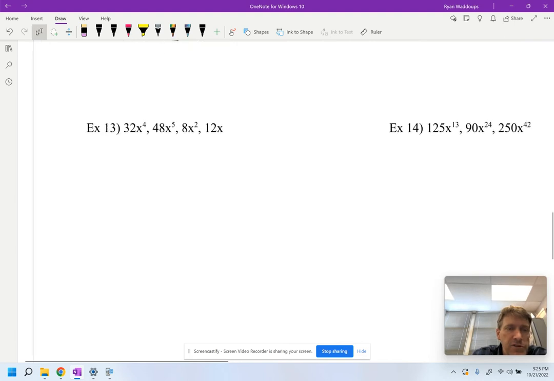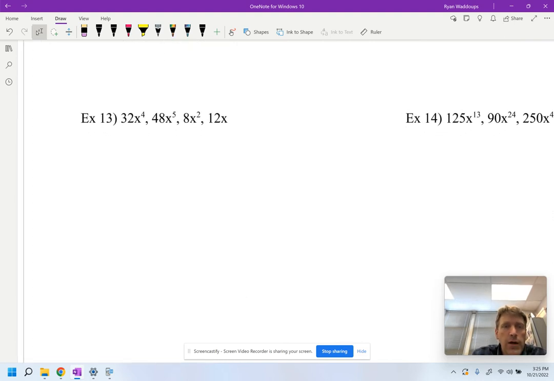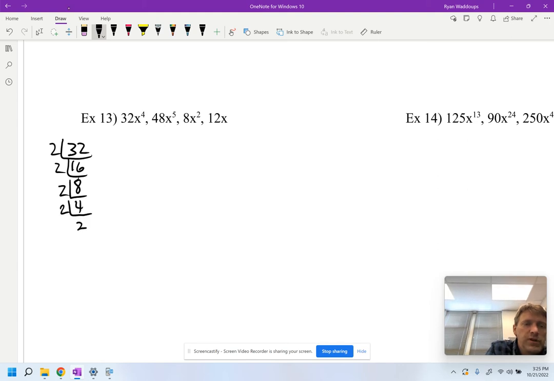All right, 13. 32 is 2 times 16, and 16 is 2 times 8. 8 is 2 times 4, and 4 is 2 times 2. So I see 1, 2, 3, 4, 5. 32x to the 4th is 2 times 2 times 2 times 2 times 2, and then x 4 times.